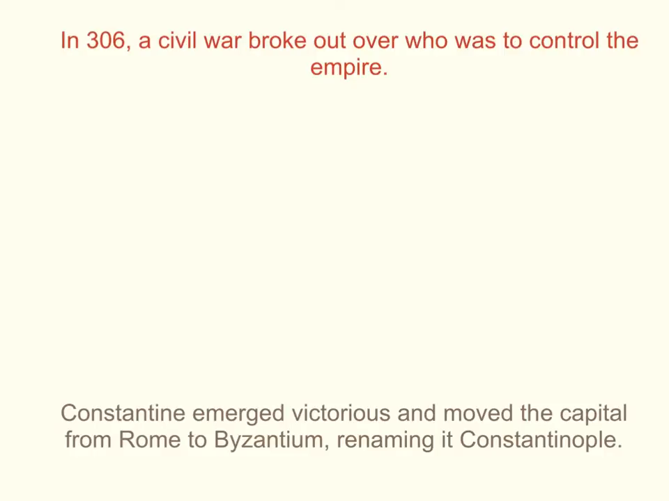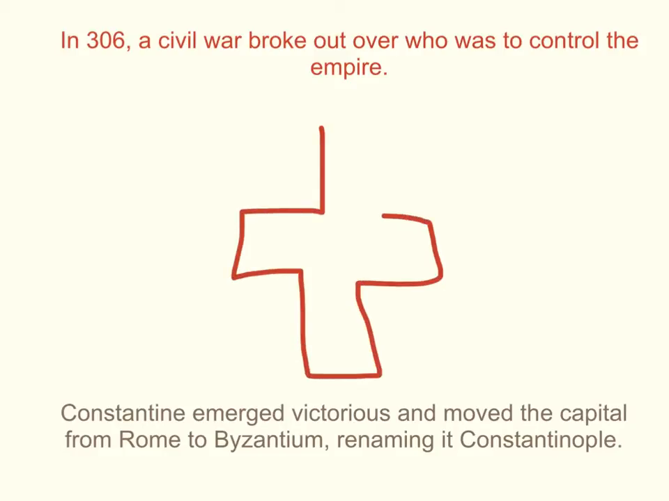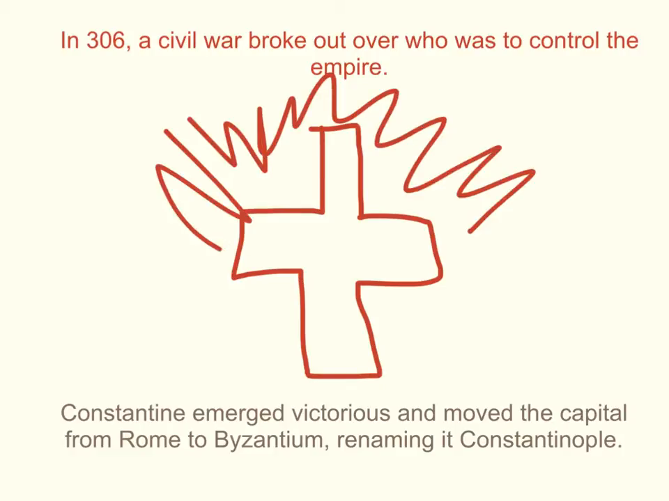Once again, a civil war breaks out over who's going to control the empire. This was in 306 AD, after Diocletian. Constantine will emerge victorious. Remember the whole cross thing with the vision, that in this sign you will conquer. And so by doing this, he takes control of Rome, and he reunites the two sides. But instead of going back to Rome, the capital, he stays in Byzantium, and he renames it Constantinople after himself.